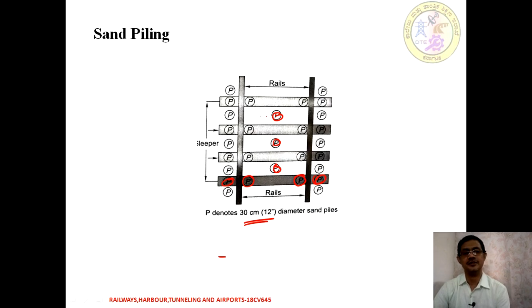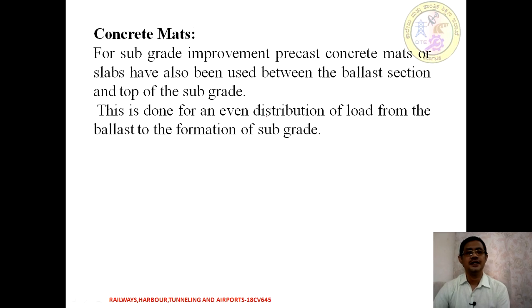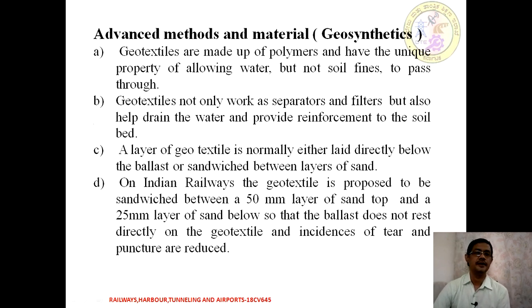So this is another method of improving or stabilizing poor soil. Next is the concrete mat. For subgrade improvement, precast concrete mats or slabs can be used in between the ballast section or on top of the subgrade. This is done because the load carrying capacity is higher and the distribution of load from the ballast to the formation is taken care of.